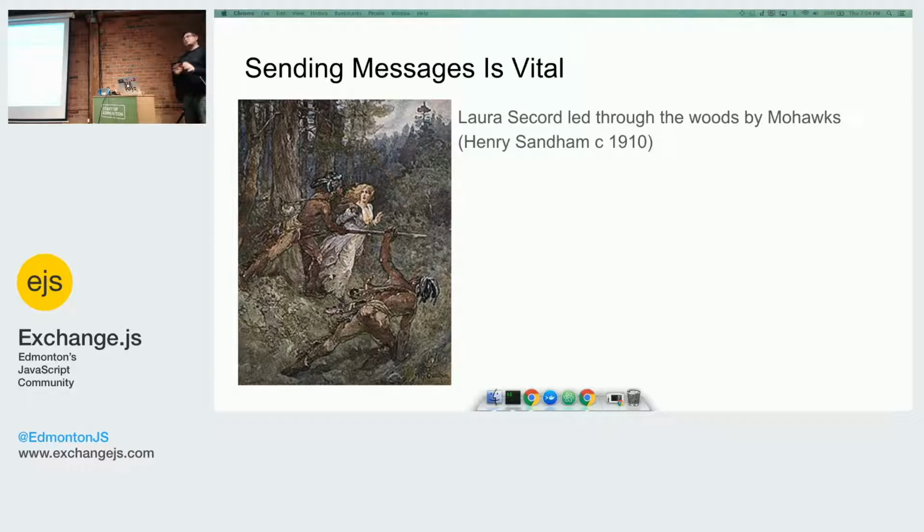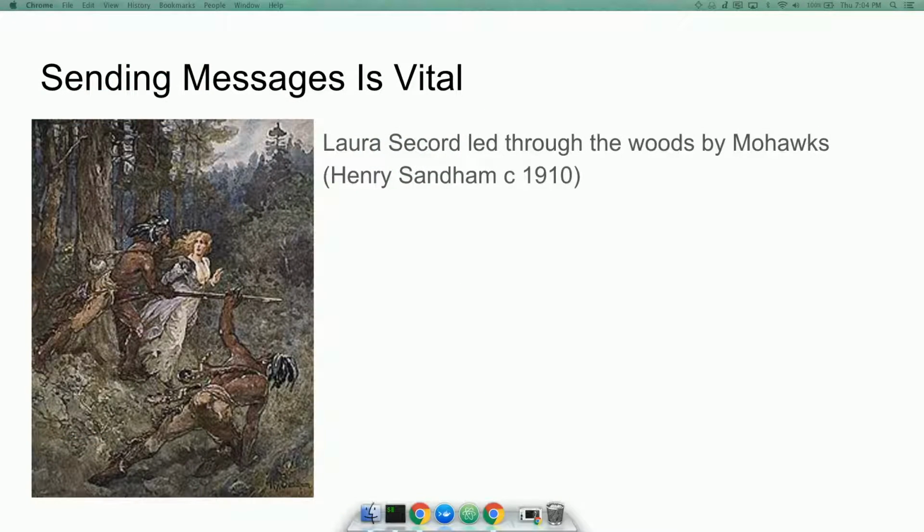Sending messages is vital. This is an important part of being a human, being part of a society. We have a story in our history about Laura Secord, who learned about a surprise attack from the Americans, and she walked over 20 miles, and she was escorted even further by some Mohawk warriors so she could tell the information to what was then the British, and that helped foil the attack.